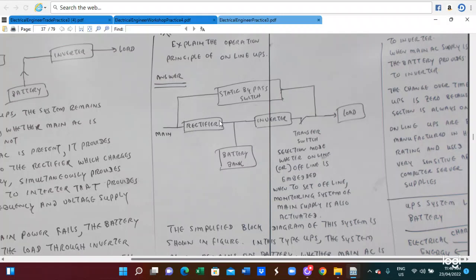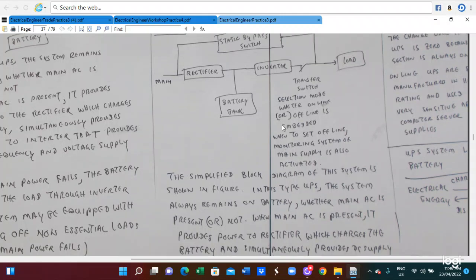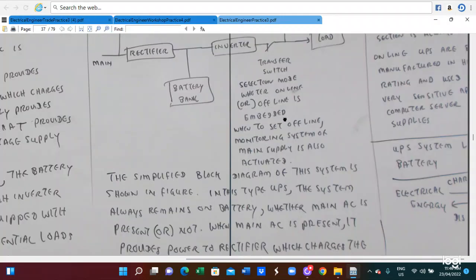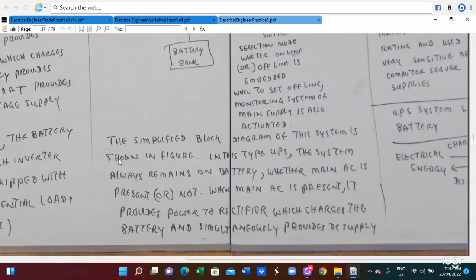So we also have to explain the principle of operation of online UPS. So this is the diagram of the online UPS system. This is main power, rectifier, battery bank, inverter, and load, with static bypass switch. So this transfer switch is connected to the selection mode. When online or offline is embedded, that kind of selection mode is included. So when set to offline, this monitors the main power supply. When the main power supply is monitored and the main supply is on, the transfer switch is on. The simplified block diagram of this system is shown in the figure.